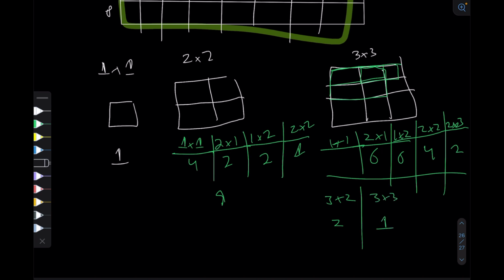Sorry, there will be 9 1 by 1s. Oh, and I forgot 1 by 3s and 3 by 1s. 3 of those, 3 of those. This will turn out to be 36.